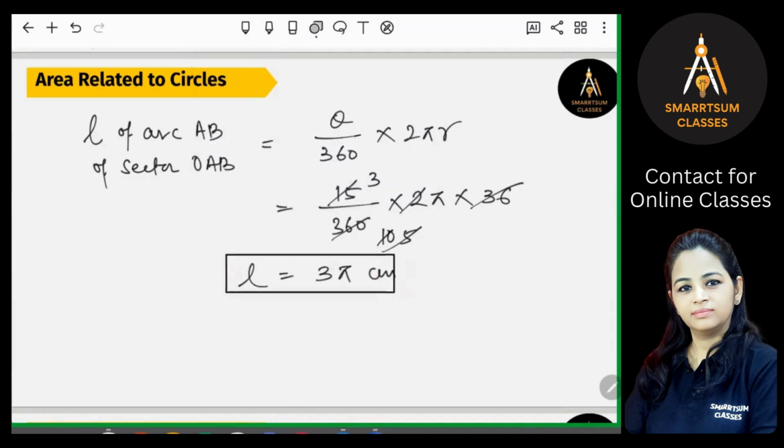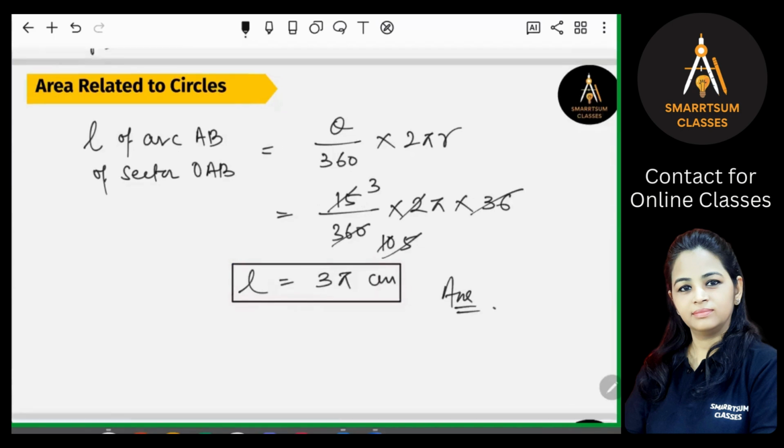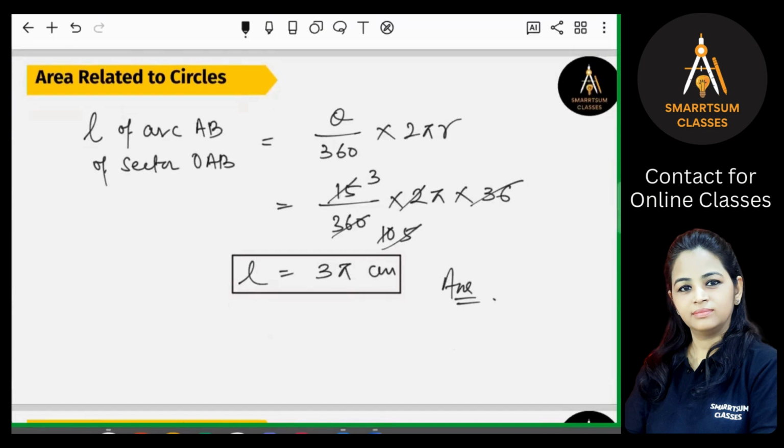So in both ways, you will get the same answer, whether you do it this way, or you do it directly by the relation of A, L and R. With both ways, you will get the same answer.